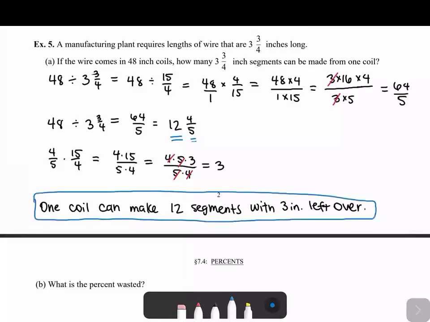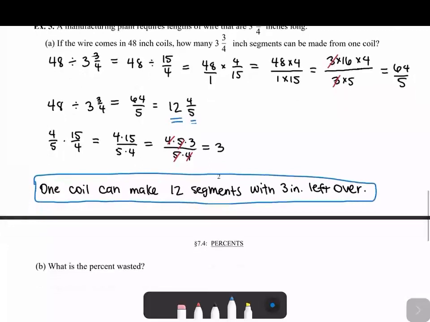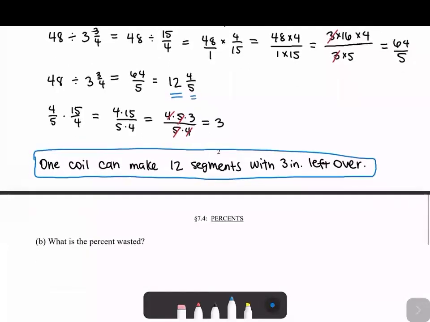So when we take a 48-inch coil and divide it into segments of length 3 3/4 inches, we get 12 of them with 4/5 of a segment left over, and 4/5 of a segment gives us 3 inches of remaining coil. So although the question didn't ask how many inches were left over, I went ahead and did it there because our next question is what is the percent wasted?